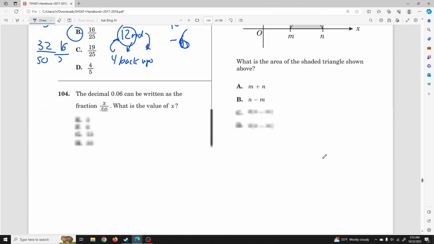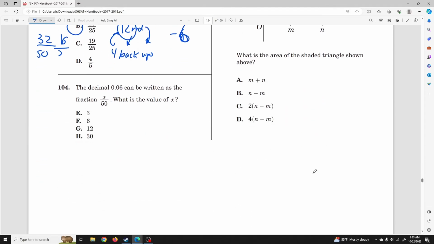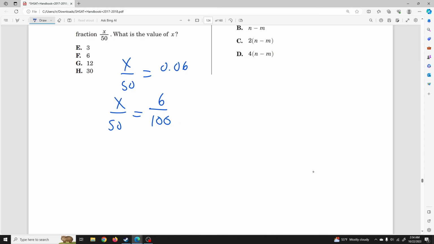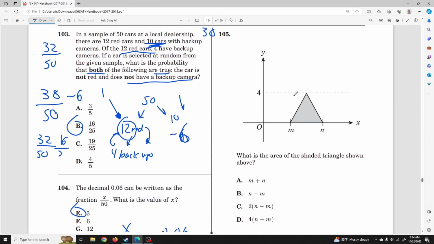Moving on to 104, it says, the decimal 0.06 can be written as a fraction x over 50. What is the value of x? Right, so x over 50 is equal to 0.06. Beautiful. Just rewrite this as a fraction. 0.06 is the same thing as saying 6 over 100. So we just cross multiply. So that's 100x is equal to 300. Right, x has to equal 3. Wonderful.